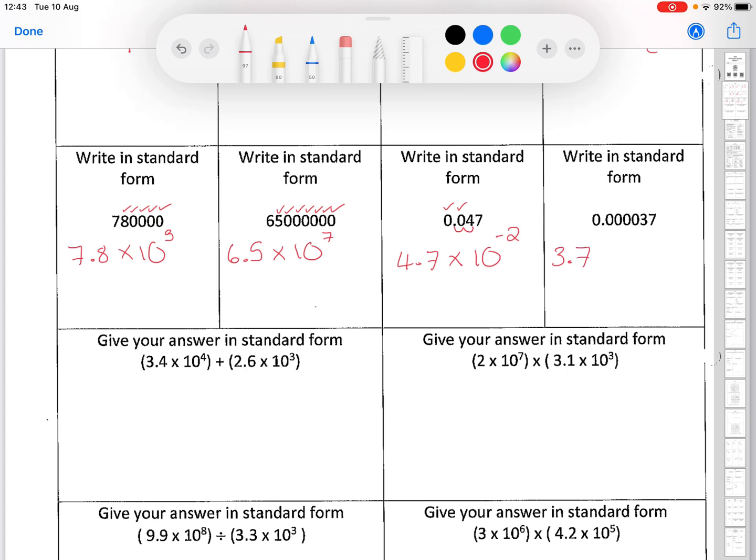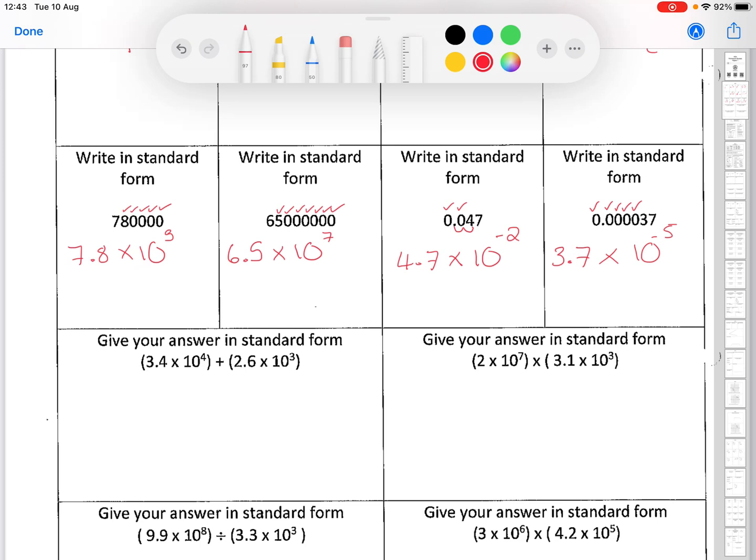Next one, again, our number needs to be between 1 and 10, so it's going to be 3.7. I like to count my zeros for this one. You can't count your zeros for the bigger numbers. Don't forget you count the numbers after the first. But for this one, you can go 1, 2, 3, 4, 5. So this will be 10 to the power of minus, because it's a smaller number, to the power of minus 5.